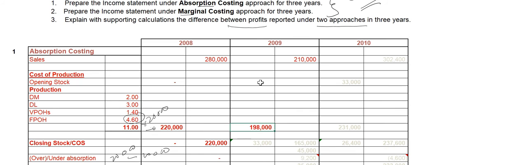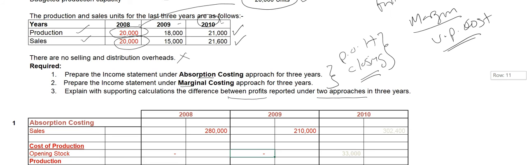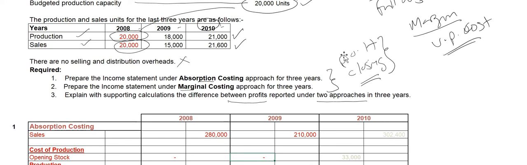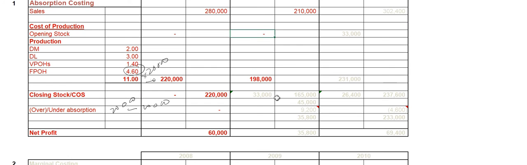So there is no opening stock because in 2008 we produced 20,000 and we sold 20,000. So there is no opening stock. However, here in 2009 produced 18,000, sold 15,000. So therefore there is a closing stock of 3,000 units. So that 3,000 unit has to be calculated at full cost. What is full cost? 3,000 units times full cost 11. So which will be 33,000.